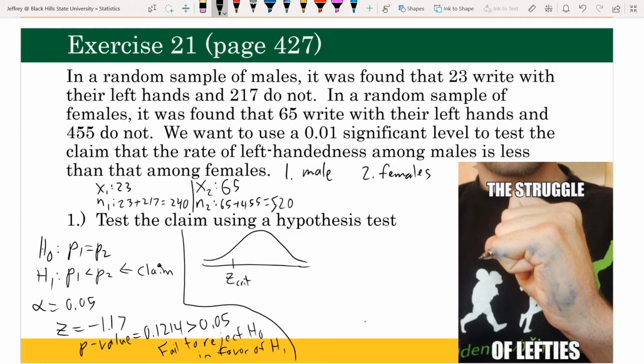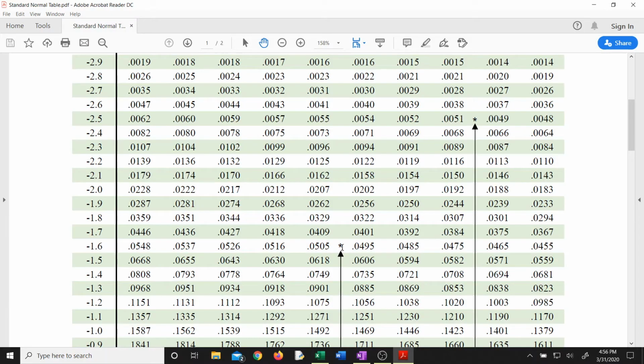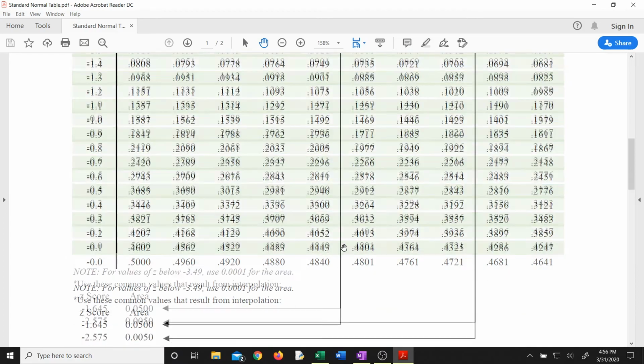Looking at the critical value approach, we need to find the critical value where the area to the left is our significance level, which is 0.05. For the critical value, we want to find the z-score that has 0.05 to the left of it. And looking this up in the table, we end up with the critical value of negative 1.645.